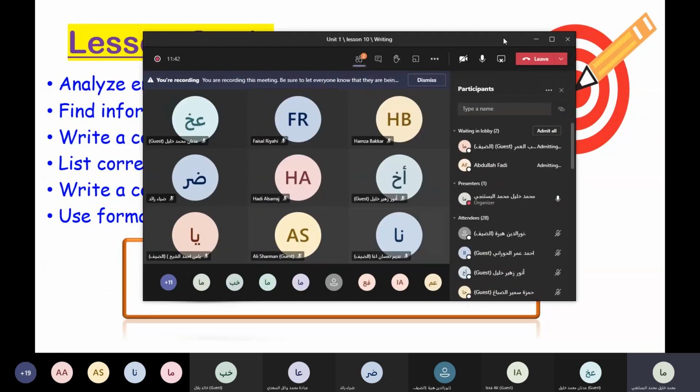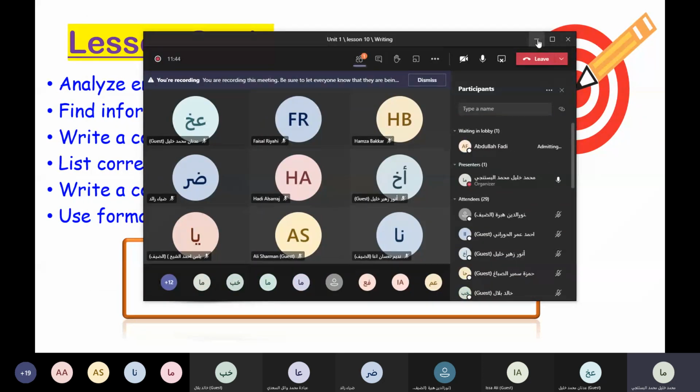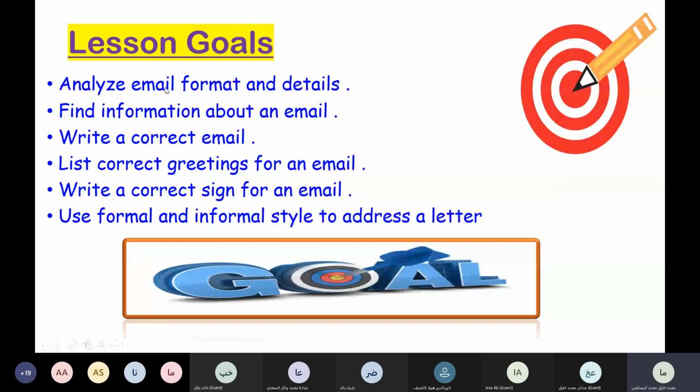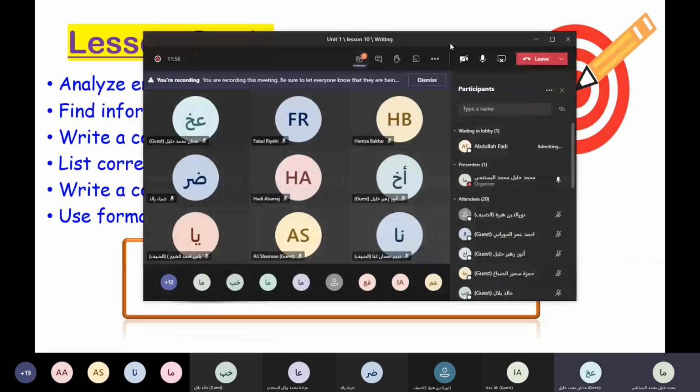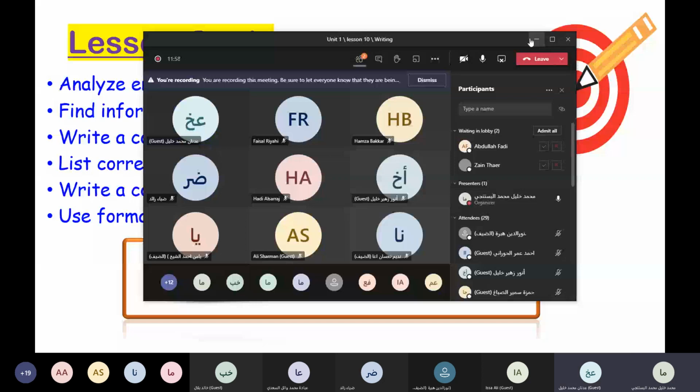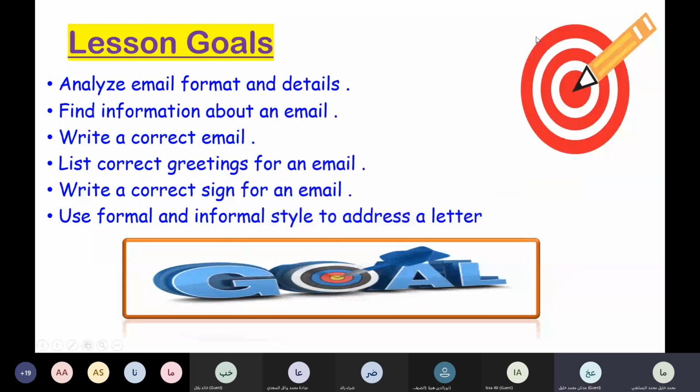Okay, look at these sentences. These are the goals of the lesson. Analyze email format and details. Who can read? Adnan, read. Analyze email format and details. Find information about an email. Write a correct email. Use correct greetings for an email. Write a correct sign for an email. Use formal and informal style to address a letter.